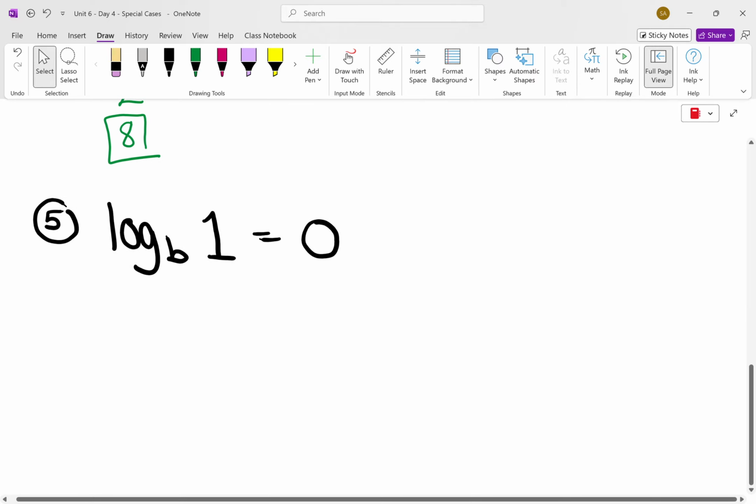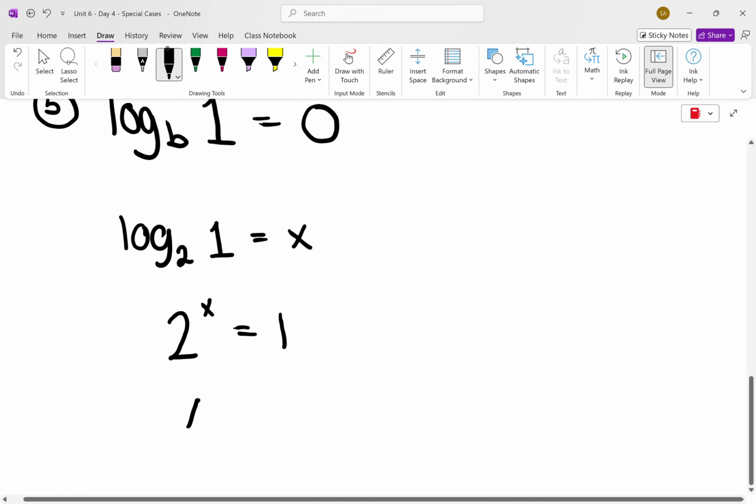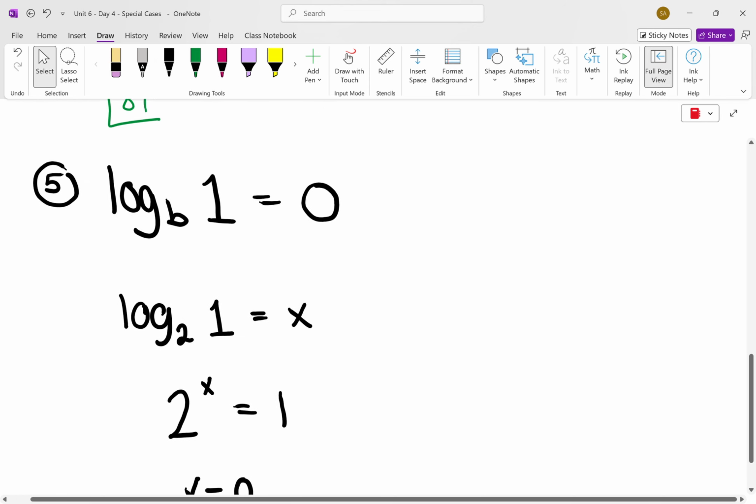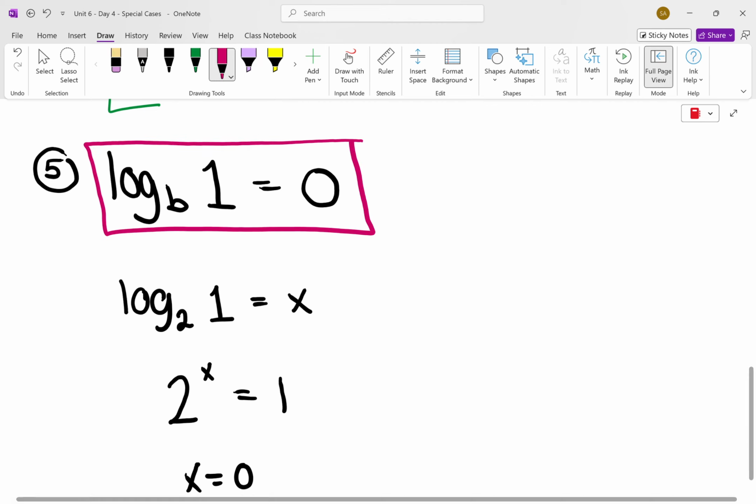All right, number 5. Let me explain this to you. Let's say I have log base 2 of 1 equals x. Well, isn't this saying 2 to the x power equals 1? Well, what exponent makes everything 1? 0. So this is saying x has to equal 0. So no matter what base you have, if your argument is 1, it will always simplify down to 0.